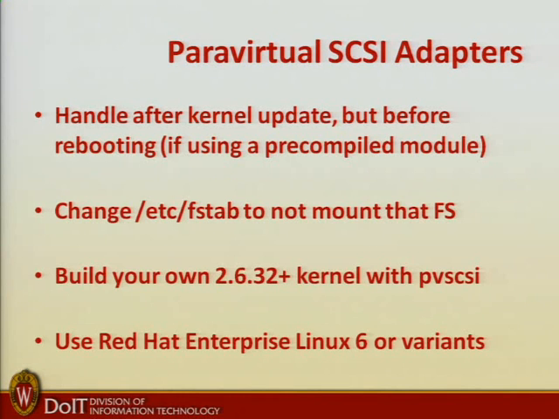So like the VMXNet stuff, you can handle it after the kernel update. The VMware config tools, again, that's your friend. You could change /etc/fstab. It's absolutely not recommended to use PV SCSI as the technology behind your root file system. But if you're using it on high I/O file systems elsewhere, you could just change fstab.